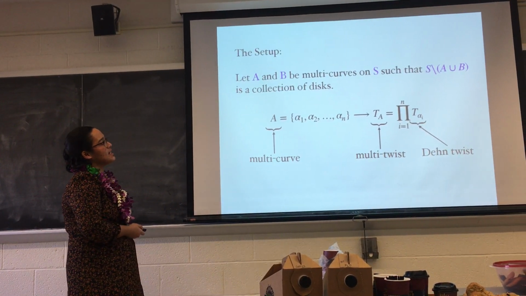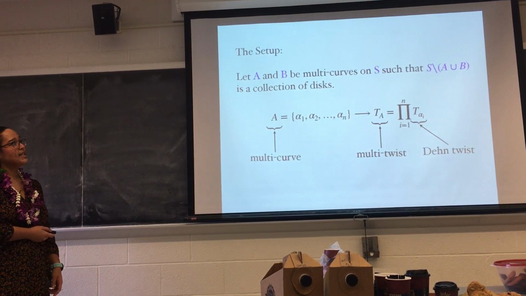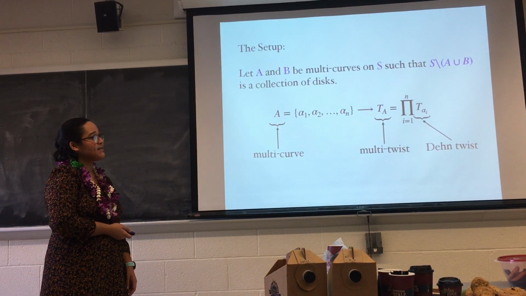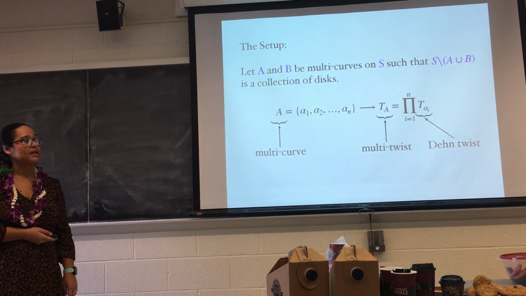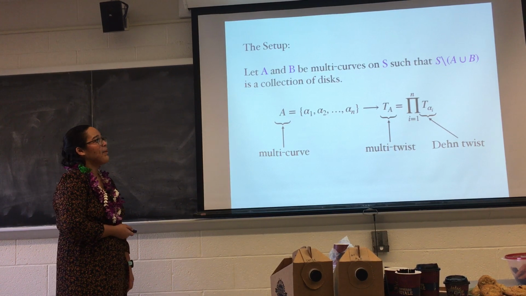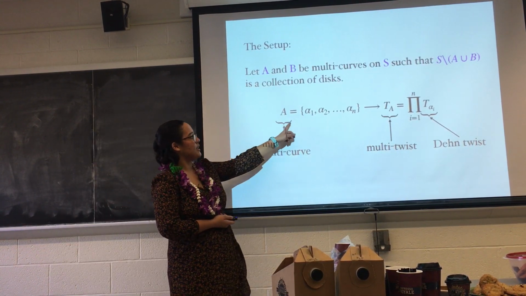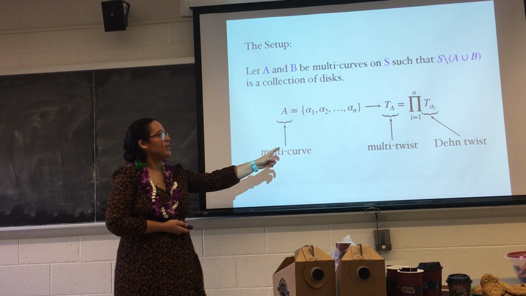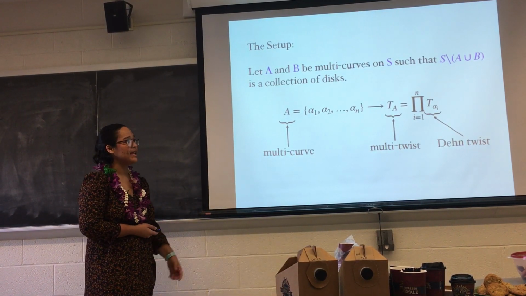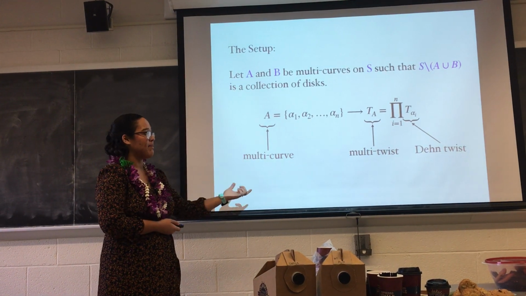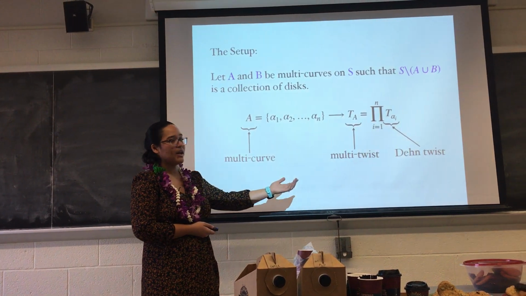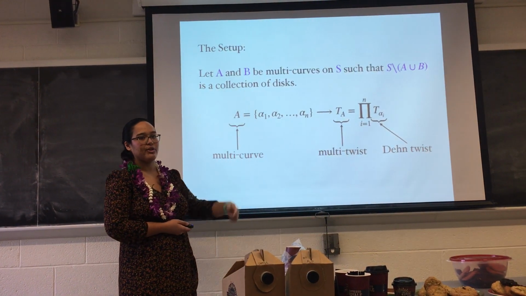So let's start with a setup. We're going to take 2 multi-curves, A and B, on our surface S, such that the complement of A and B is just a collection of disks. So A and B are filling multi-curves. And when I say multi-curves, I mean a collection like this, alpha 1 through alpha n, where these are simple closed curves, which are essential and pairwise disjoint. And I can use these multi-curves to build mapping classes, which I'll call multi-twists. And these are just going to be the product of all the Dehn twists about my simple curves in my multi-curve.